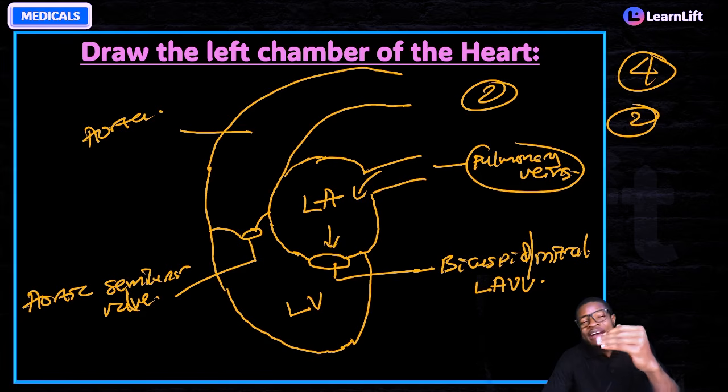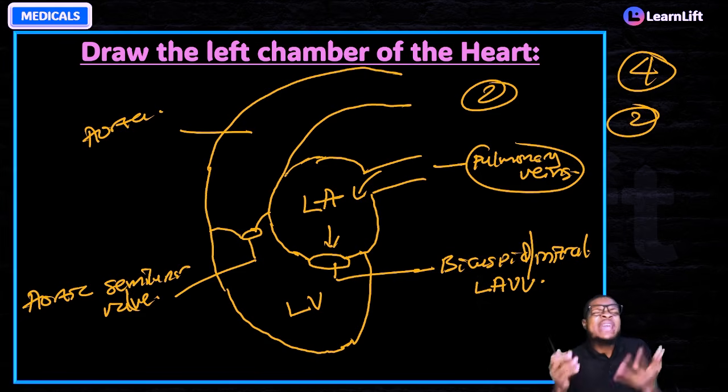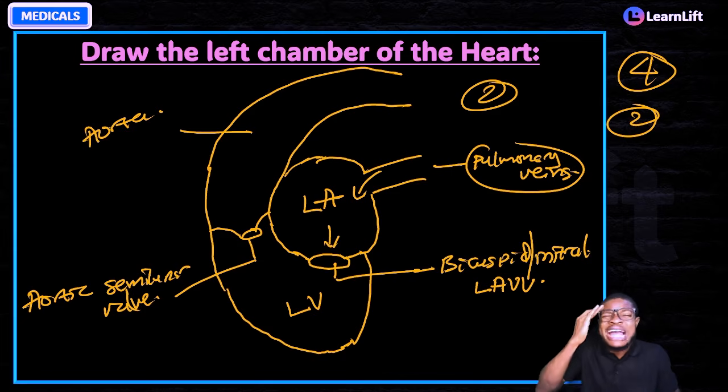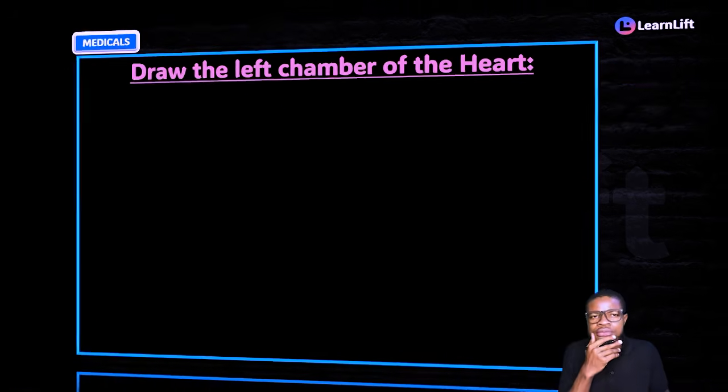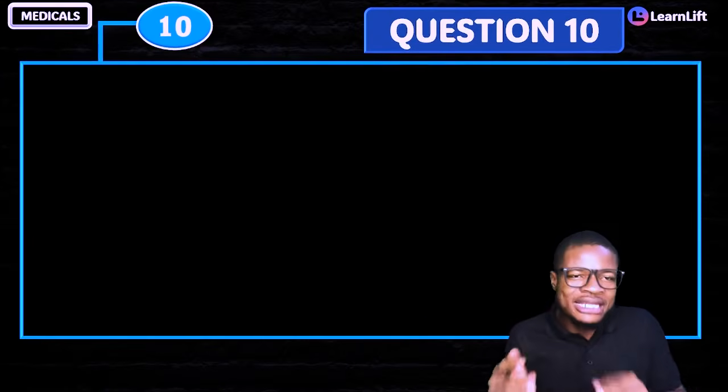So these are the atrioventricular valves that we have, 2. The semilunar valves are 2: the pulmonary semilunar valve and the aortic semilunar valve. If you get this very fast, no stress, you're out of there. Very simple, cheap, easy, and direct. Now that you get this to the core, please answer this question for me.